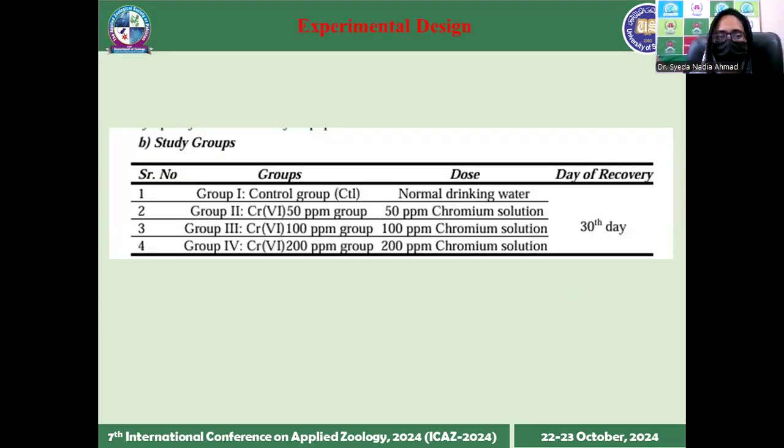The experimental design consisted of 4 groups. The first group was used as a control group. Normal drinking water was provided for 30 days. Group 2 was chromium 50 ppm. Here, chromium solution 50 ppm was provided to animals by oral route. Group 3 was chromium 100 ppm. Here, 100 ppm chromium solution was given to the animals by oral route. The last group was chromium 200 ppm. Here, 200 ppm chromium solution was provided to animals by oral route.